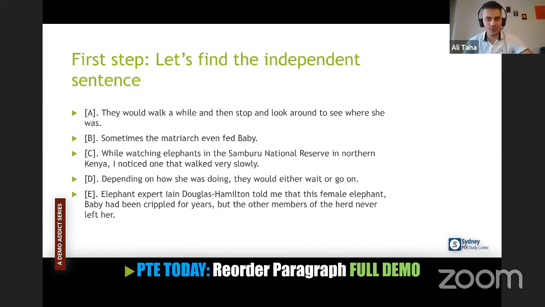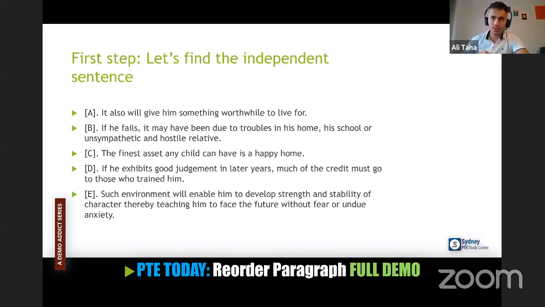Exactly. So the good one would be, Atik, which one do you think? Obviously, it leaves us with option C, I believe. C here is an independent sentence. Exactly. The guy is introducing himself. What was he doing in the National Reserve in northern Kenya? Okay. Yeah, so this is a tricky one. It was C.